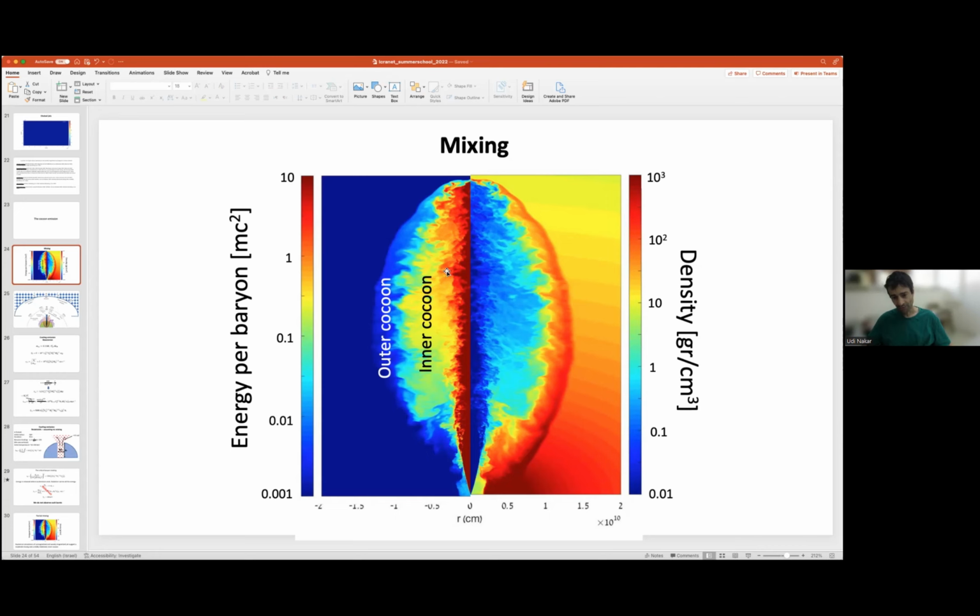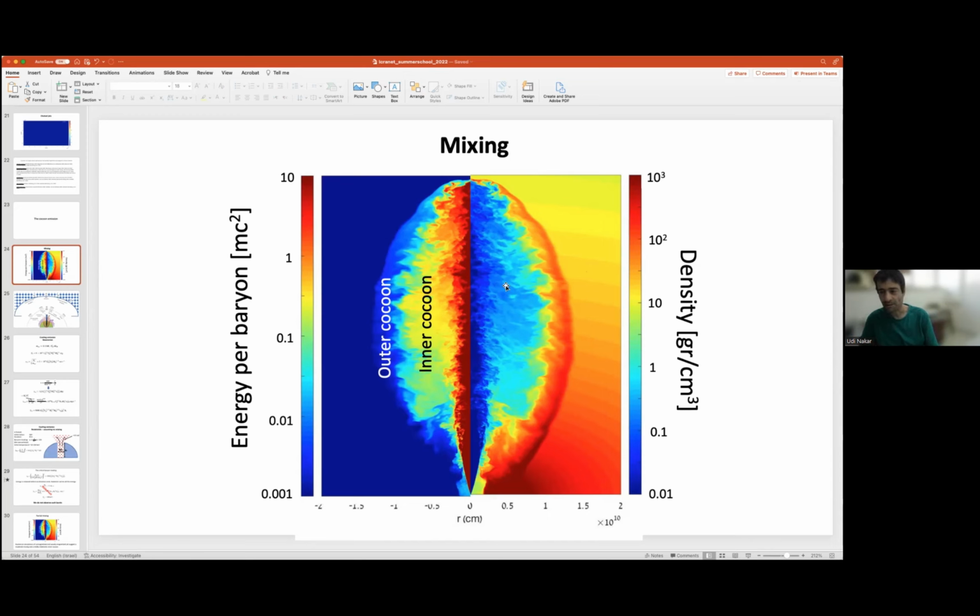And we have two distinct regions, the inner cocoon and the outer cocoon. Let's start with the density. You can see that the density in the inner cocoon is much lower than the density in the outer cocoon. The density in the outer cocoon is basically reflecting the density in the star. So the outer cocoon is composed of material that was shocked in the medium. Density is only a factor of 7, depending on the equation of state, but between 4 and 7 compared to the external density. The inner cocoon, here it's much more complicated.